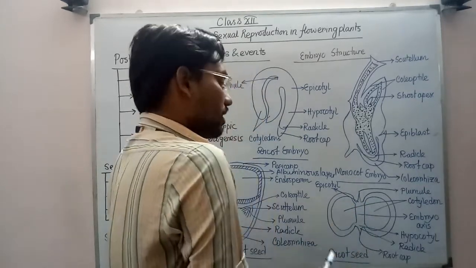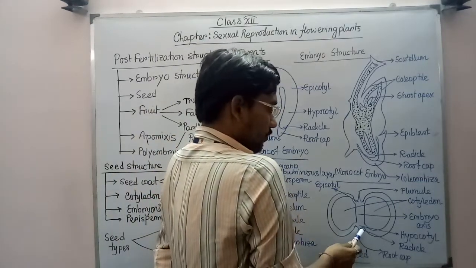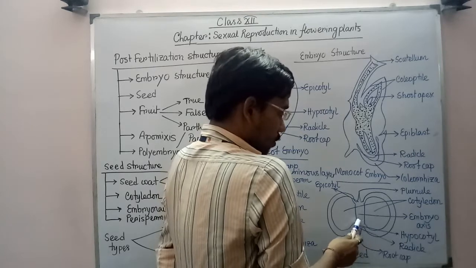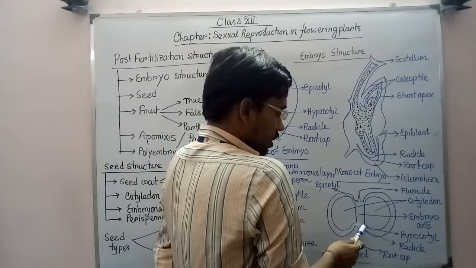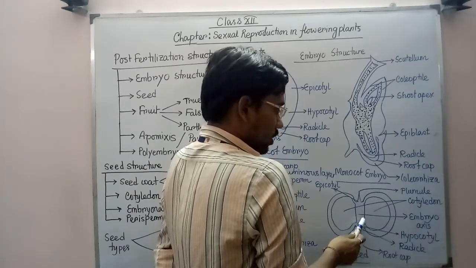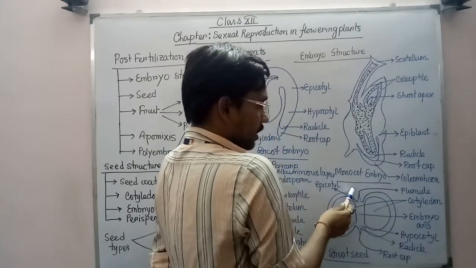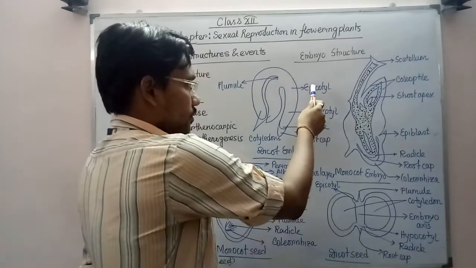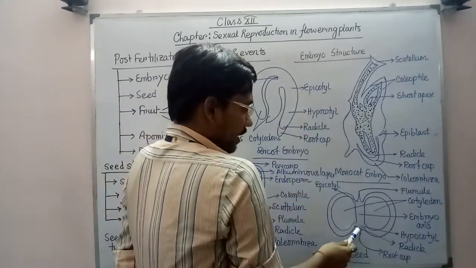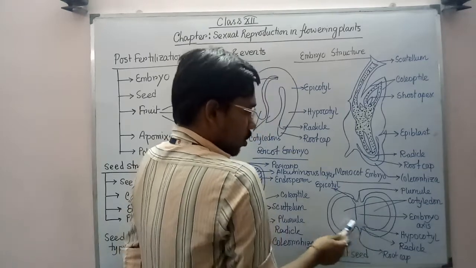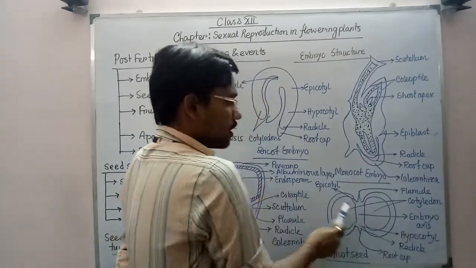Another important thing to keep in mind: this is the radicle portion, and these two are cotyledons. This portion is commonly known as the hypocotyl, and this portion is commonly known as the epicotyl, because it is present above the cotyledons. Here it was in the embryo structure, and here also is the hypocotyl, the portion present below the cotyledons, that's why the hypocotyl portion has been shown here.